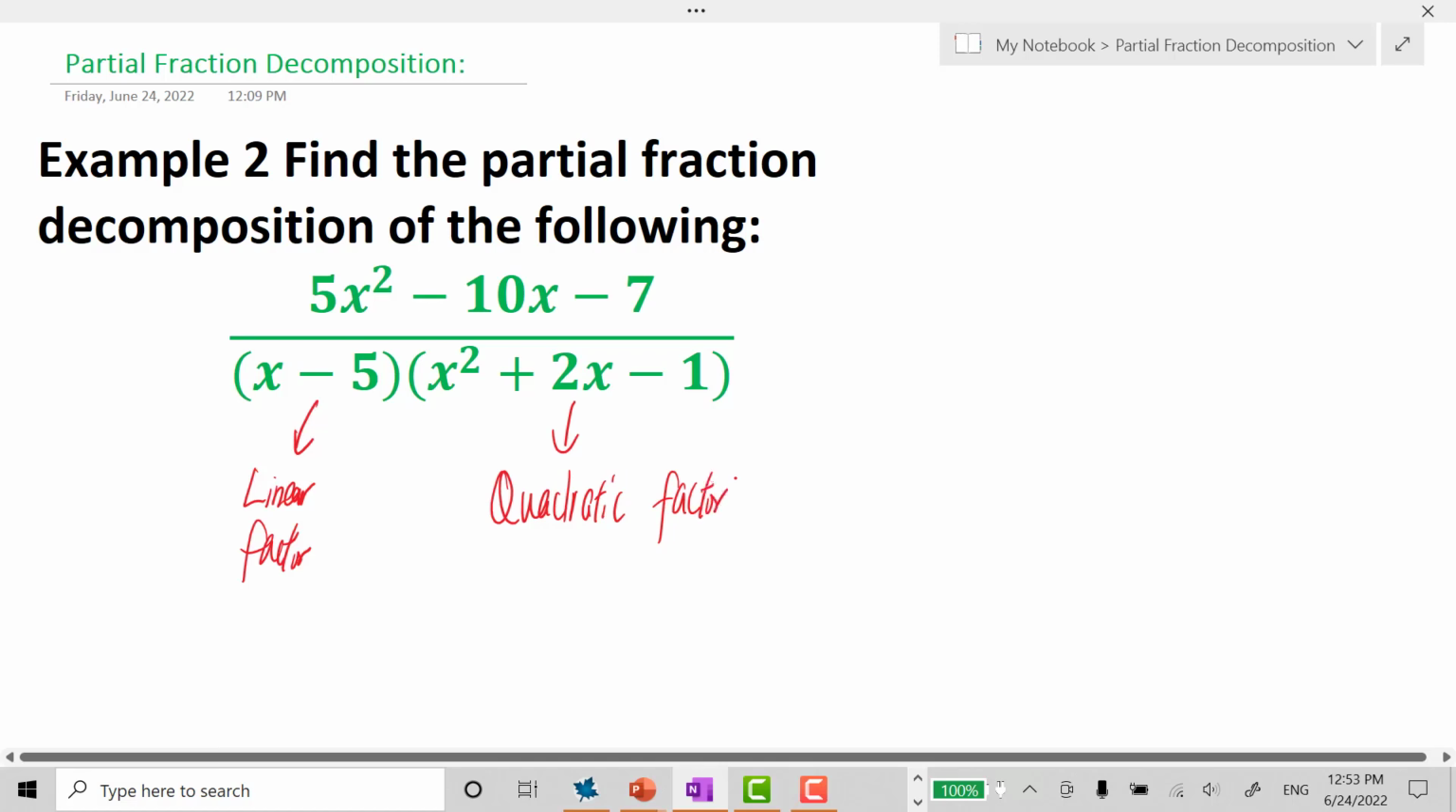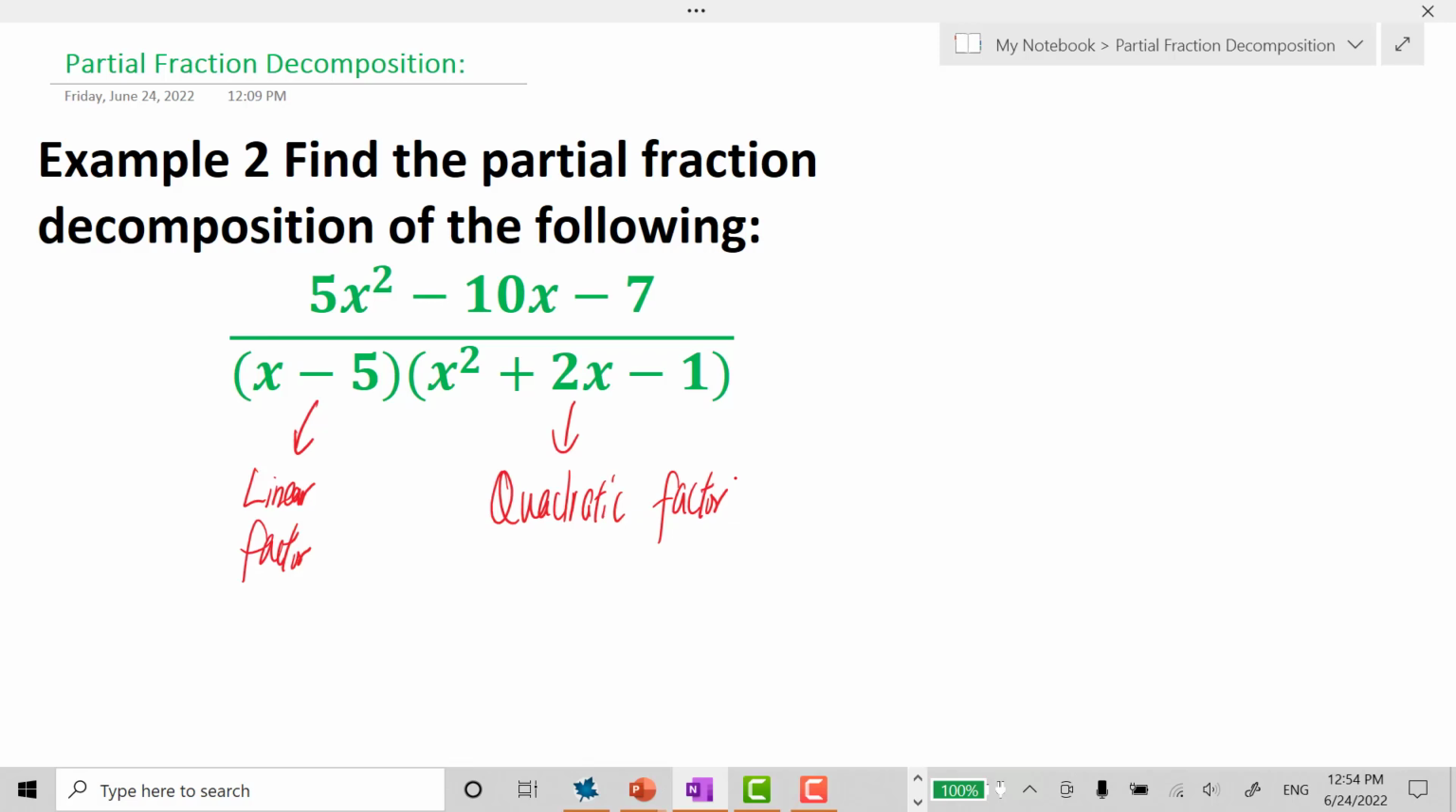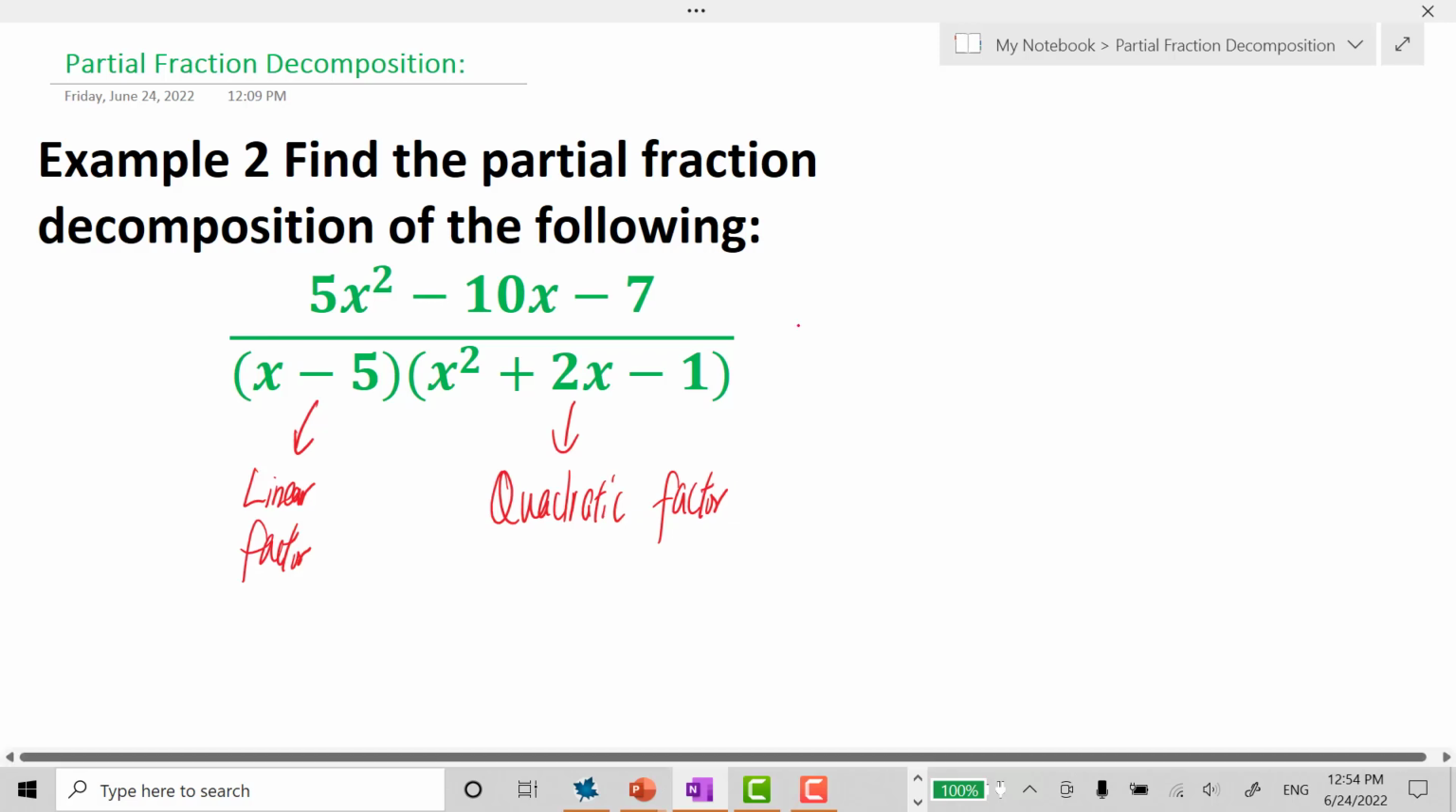And right, so we're still going to decompose it. First of all, we know that on top of the linear factor must be a constant, so A over. Okay. And then on top of the quadratic factor, it's a linear term, so it's Bx plus C, over x squared plus 2x minus 1.